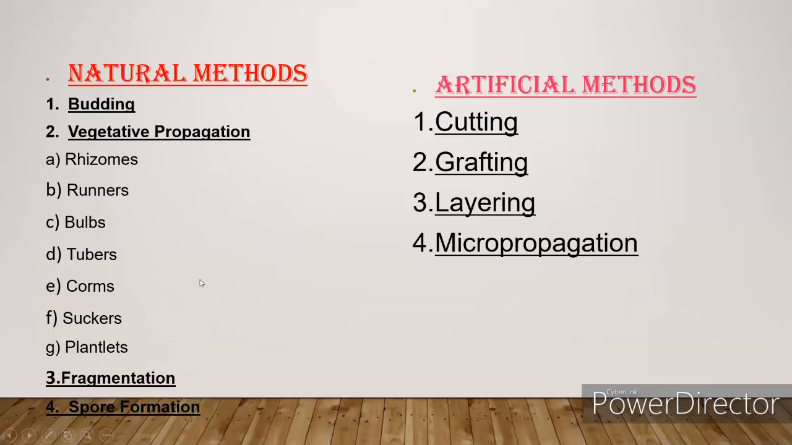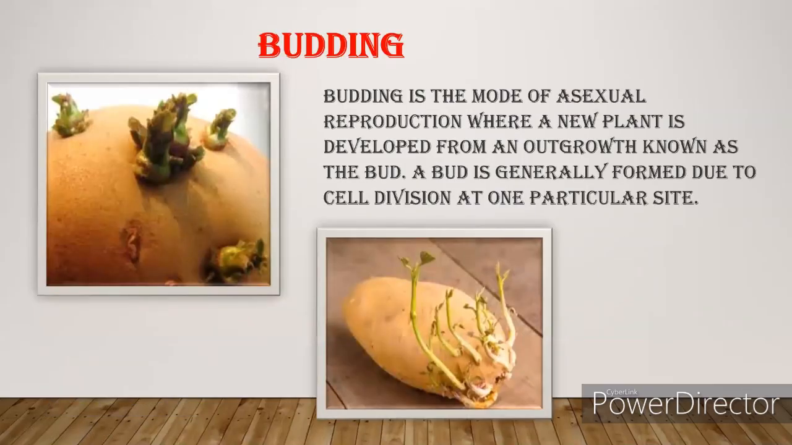So first we see the budding. Budding is the mode of asexual reproduction wherein a new plant is developed from the outgrowth known as a bud. A bud is generally formed due to the cell division at one particular site. For example, if you keep a potato for a long time, you can notice a number of small outgrowths which are commonly referred to as the eyes. Each of them can be planted, which will grow up like a clone of the original potato plant.